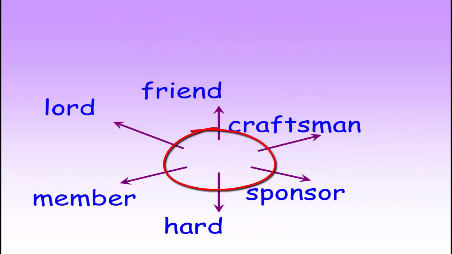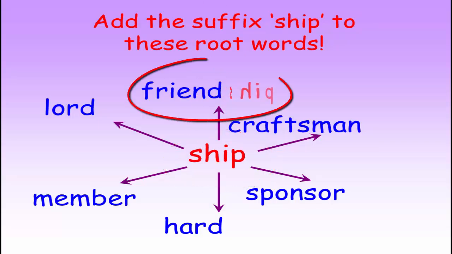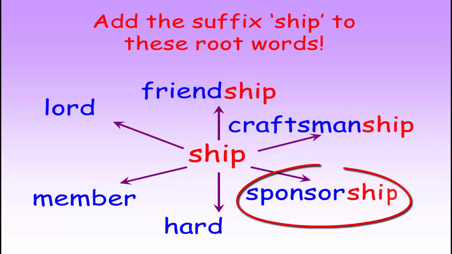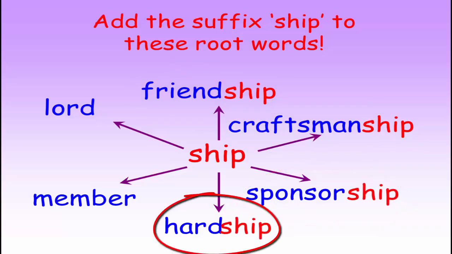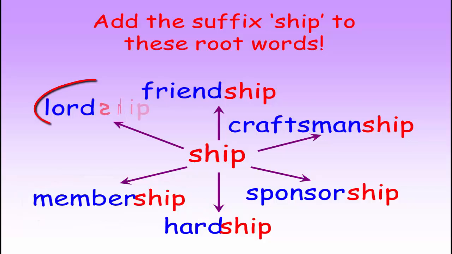What about these words? Yes, we are going to add the suffix ship to these root words. So friend will be friendship. Craftsman will be craftsmanship. Sponsor will be sponsorship. And hard will be hardship. Member, membership. And lord, lordship.